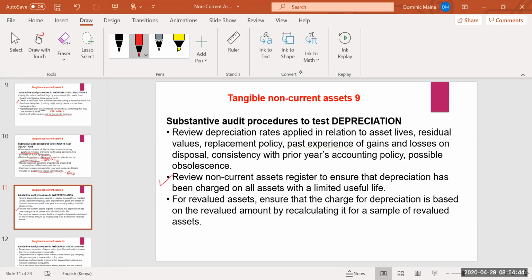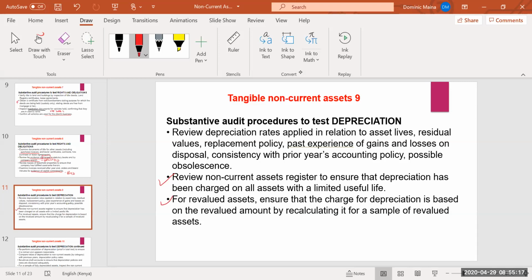I think I mentioned this. Review the company's non-current assets to ensure the charge has been made on all those assets that have a limited useful life. You need to see in the company P&L that all the assets that have a limited useful life have been depreciated, so you have to have an expense that appears on the company P&L.